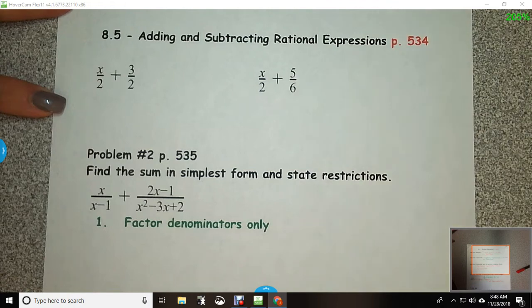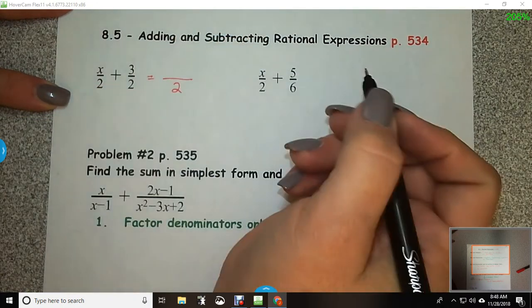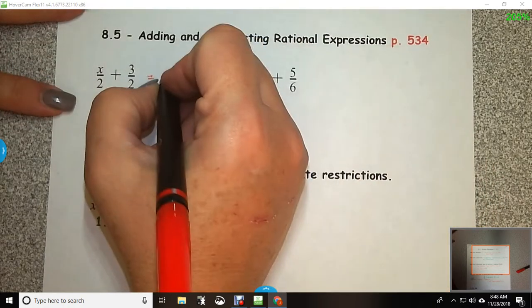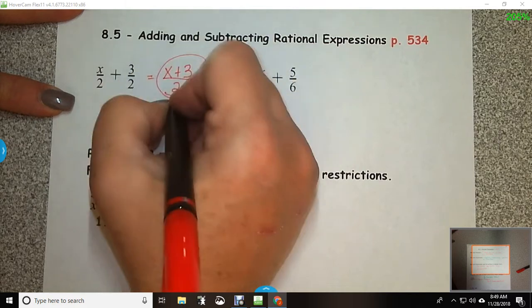All I'm going to do is keep my denominator, and it's an addition problem, so I do the first numerator plus the second numerator, and that's it.